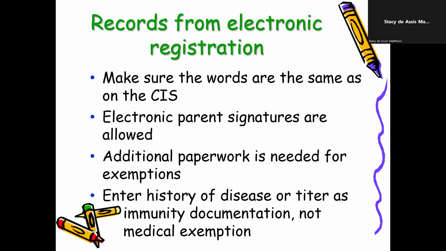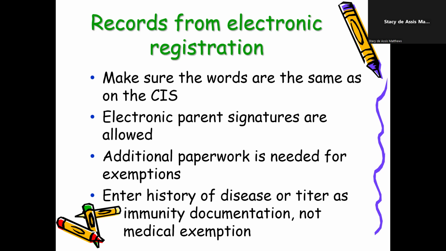Wanted to go over some more information for student information systems. We know that many are moving towards electronic registration. So if you're gathering immunization information through your electronic registration system in your student information system, make sure the words are the same as on the CIS. That's the Certificate of Immunization Status form, the paper form that parents can fill out with their immunization record. If you're getting that information through your SIS, make sure you have the same language that is on that CIS form.